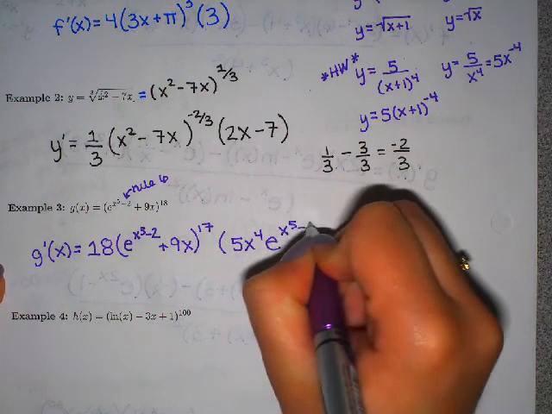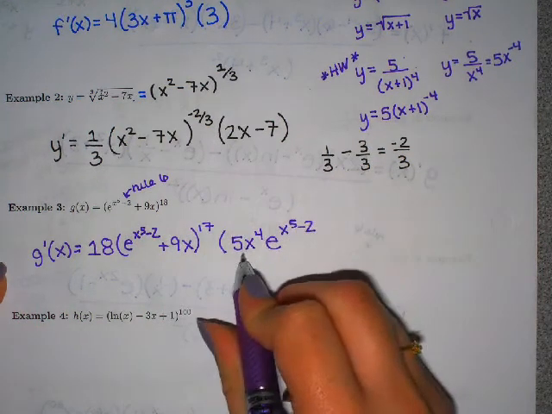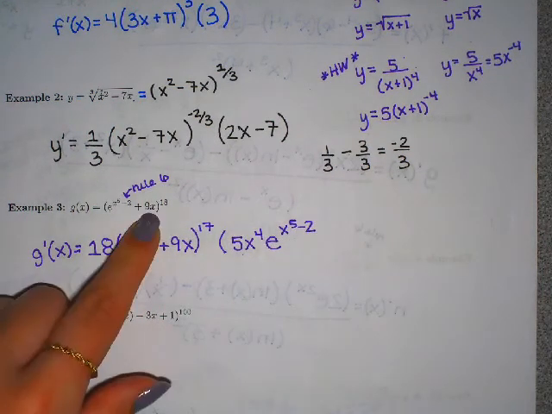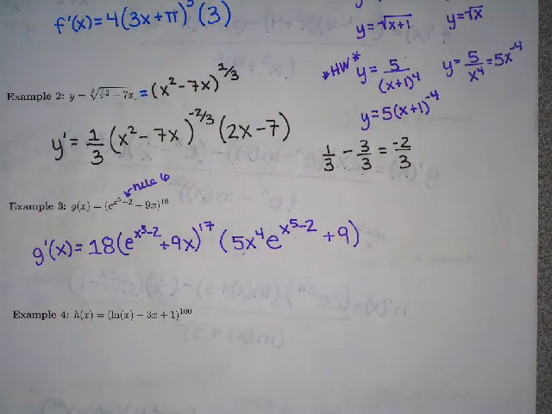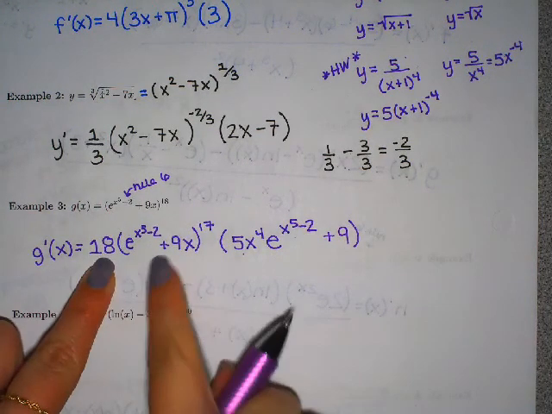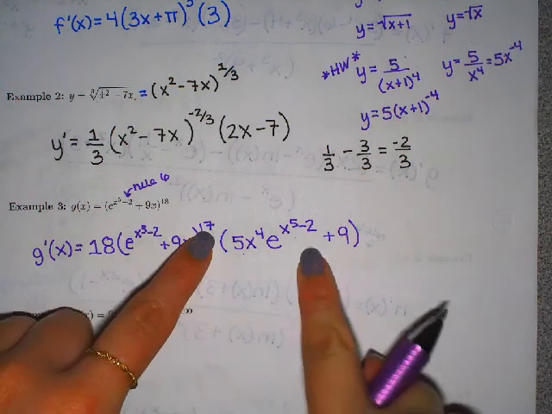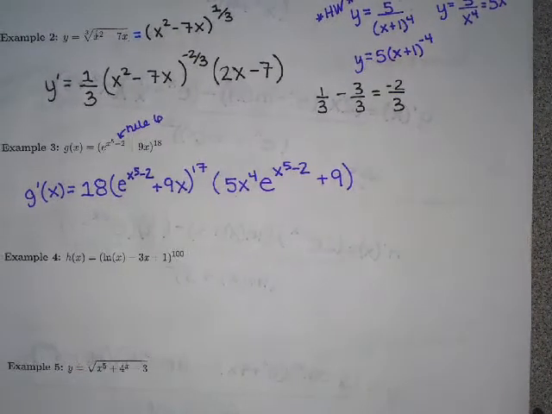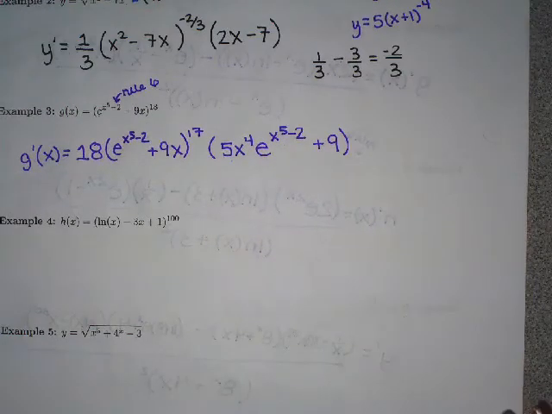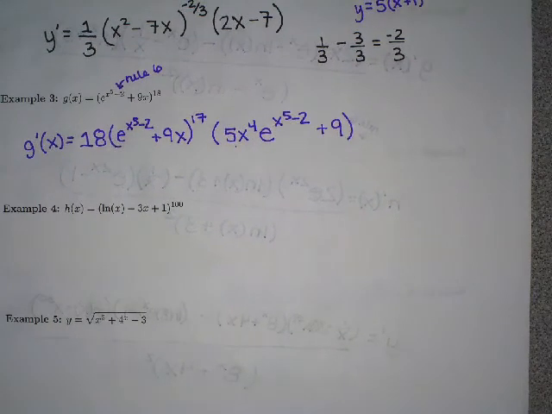Derivative of the power times e to the original power is our Rule 6. And then what's the derivative of 9x? It's 9. Our mini rule. We brought down the power, kept the original, raised it to a new power, multiplied by the derivative of the inside. We are done with that chain rule.